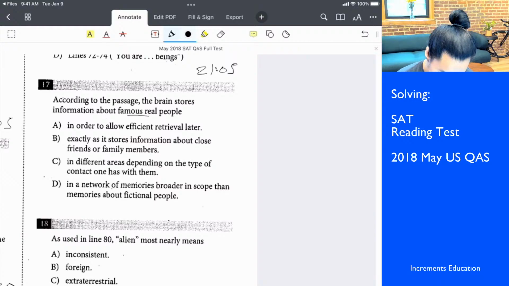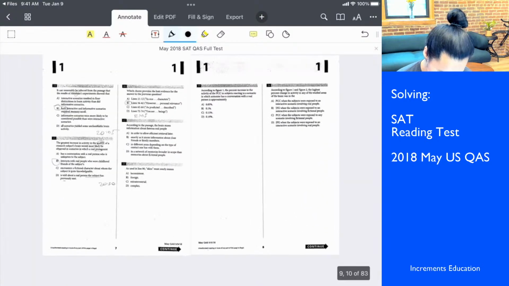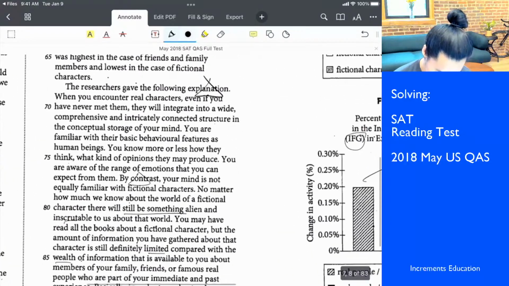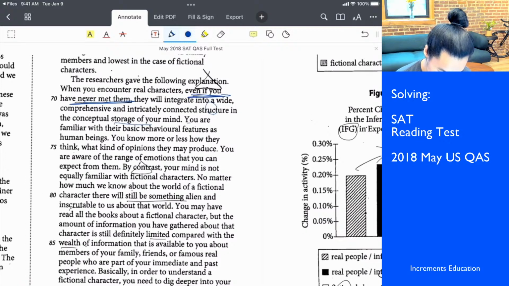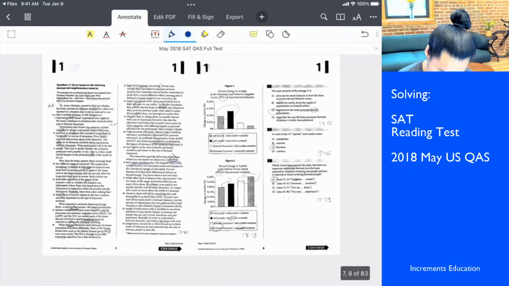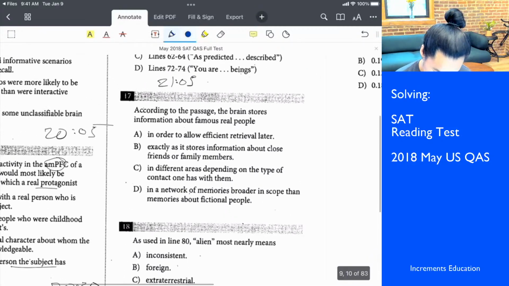Brain stores information about famous real people. I don't remember this, but that must be at the bottom right or mid right. Okay, even if you never met them, that's... Oh my God, I'm doing it in black. I meant to do it in blue. They will integrate into a structure in your mind, in the storage of your mind. You are familiar with it, because they're human beings. You kind of know what kind of people they will be. Okay, famous real people in a network of memories broader in scope. Seems about right, but I'm just going to double check. Exactly? Probably not. No.